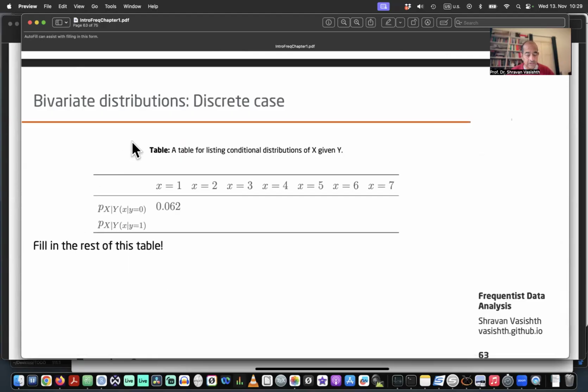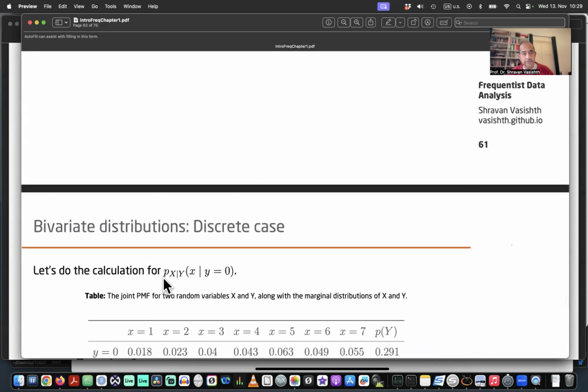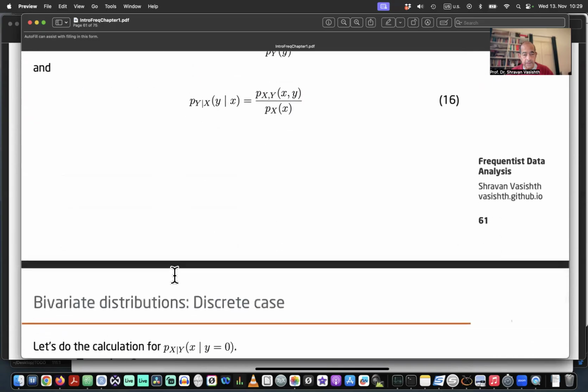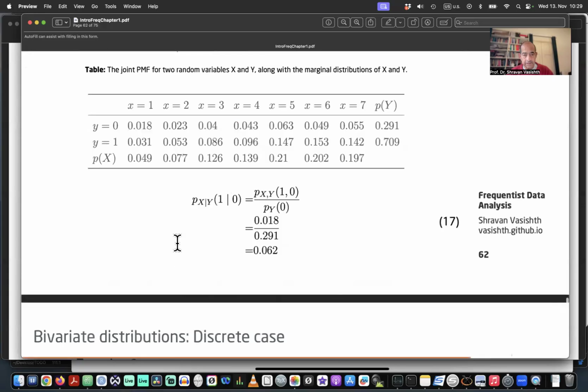So I could actually write down a table now, which gives me the conditional distribution of x given different values of y. Either y would be 0 or 1, and I could fill in this table by using the conditional probability rule. I would strongly advise you to take a few minutes to sit down with this equation, the conditional distribution of x given y, using my example of x equal to 1 and y equal to 0, right?